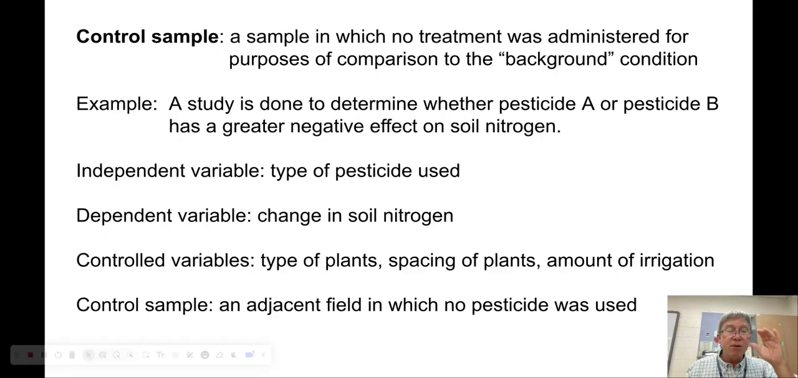But my control sample would be, you know what? I'm going to take a field and I'm just not going to do anything to it. I'm just going to leave it be. I'm not going to put any kind of pesticide in at all. And I'm just going to see how much the nitrogen changes in this field here. So that's the idea of a control sample. It's just something I could compare to see, well, what happens if you don't mess with it at all?